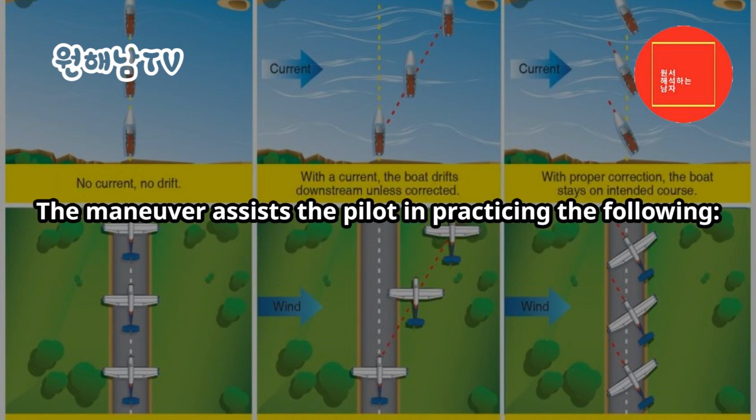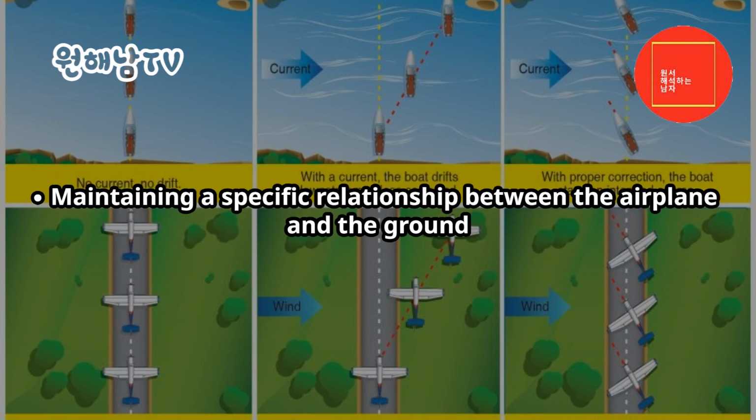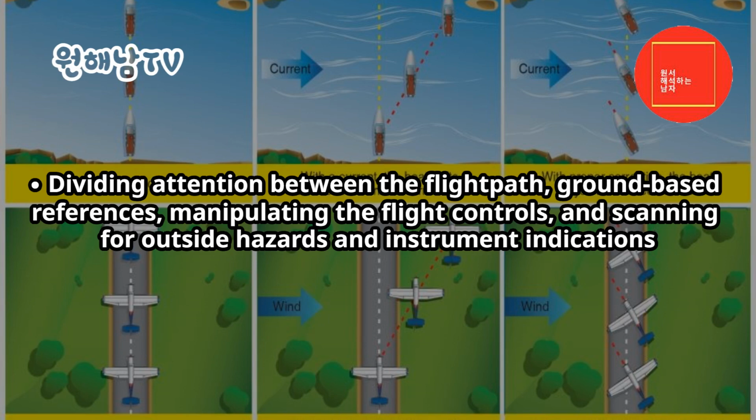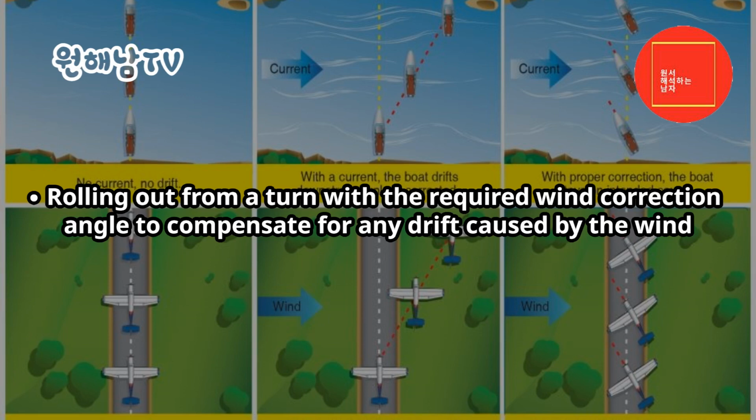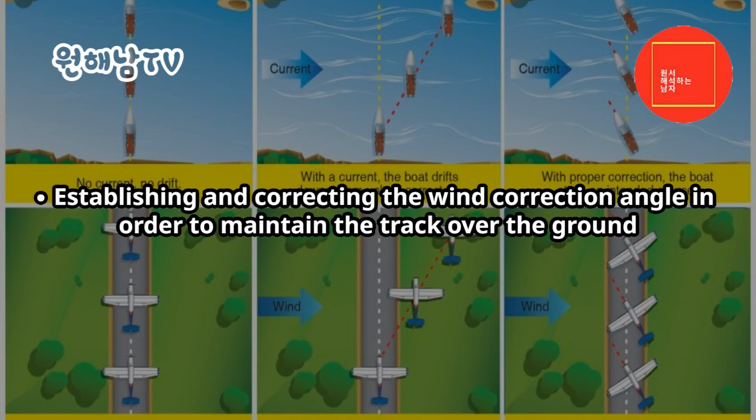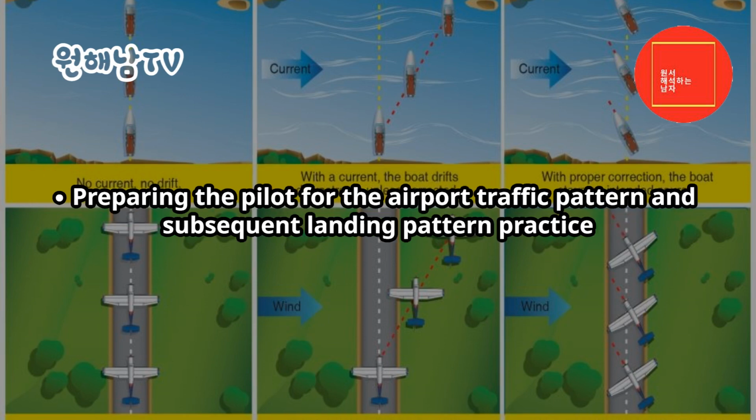The maneuver assists the pilot in practicing the following: maintaining a specific relationship between the airplane and the ground; dividing attention between the flight path, ground-based references, manipulating the flight controls, and scanning for outside hazards and instrument indications; adjusting the bank angle during turns to correct for ground speed changes in order to maintain constant radius turns; rolling out from a turn with the required wind correction angle to compensate for any drift caused by the wind; establishing and correcting the wind correction angle in order to maintain the track over the ground; and preparing the pilot for the airport traffic pattern and subsequent landing pattern practice.